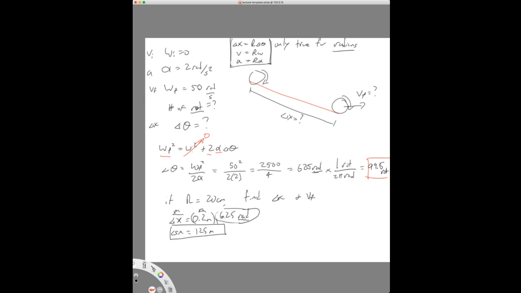But other than that, we just have to drop the radians if we're going from Greek into Latin, that is rotational into linear quantities. And we have to just add radians if we're going from linear quantities into rotational quantities. So once we find delta x, we can find v final the same way. V final is going to be r times omega final. So that's 0.2 meters times 50 radians per second. So that's going to be 10. It looks like meter radians per second, but we just drop those radians.